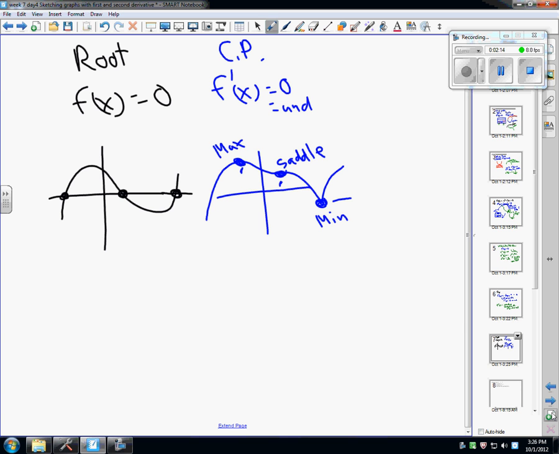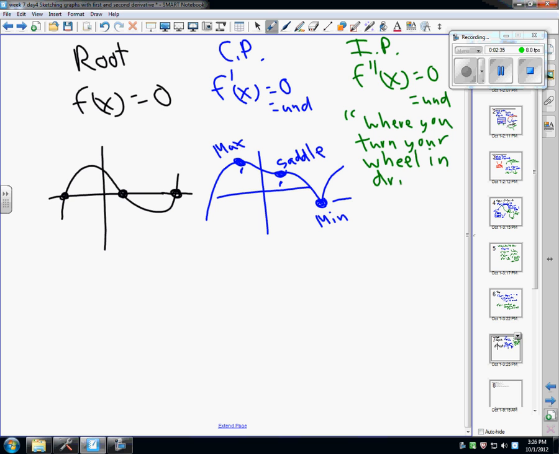And if I ever ask you to find an inflection point, that's when my second derivative equals 0 or is undefined. The whole idea of this is where you turn your wheel in driving. Just a basic example: right there, everything before it is concave up, and everything after it is concave down. So that green dot is an inflection point.